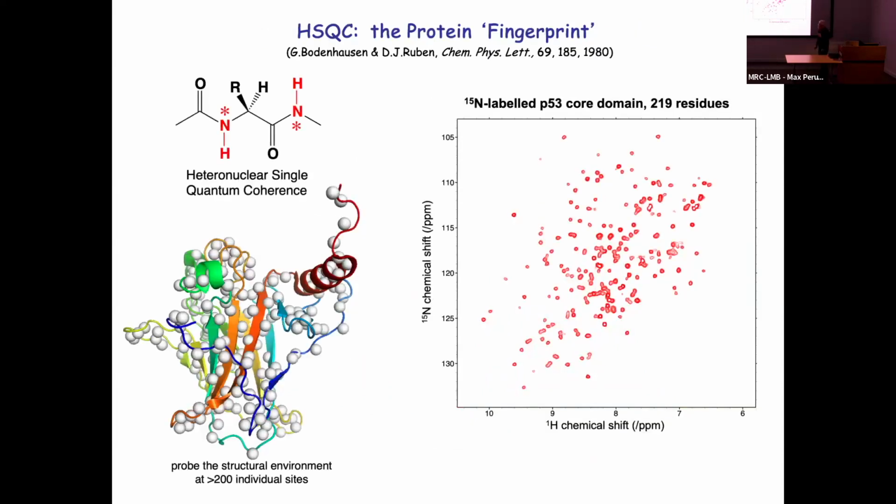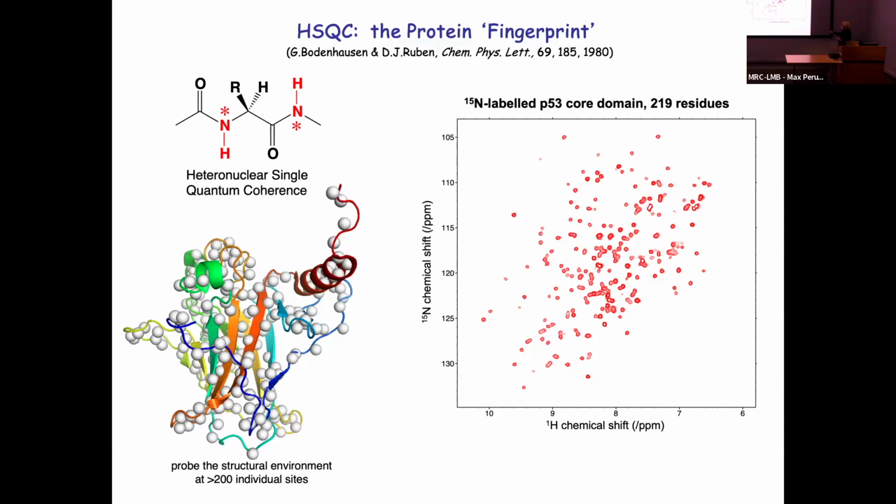We very rarely work from the one-dimensional spectrum. We work from this one, and it requires us to put in N15. So we label up the protein with the N15 stable isotope, and it gives us the ability to produce these so-called HSQC. It's referred to as a heteronuclear single quantum correlation experiment, and we get a separate spot for each of the NH protons in the molecule.